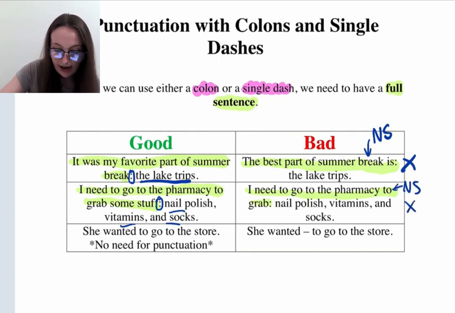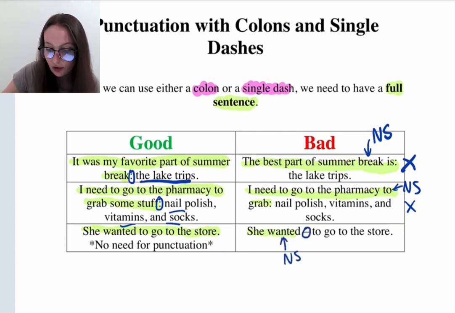And then in this example, she wanted to go to the store. There's no need for any punctuation, but you cannot say she wanted and then use a dash to specify because, again, she wanted is not a full sentence, so it would be inappropriate to use a single dash in that case.